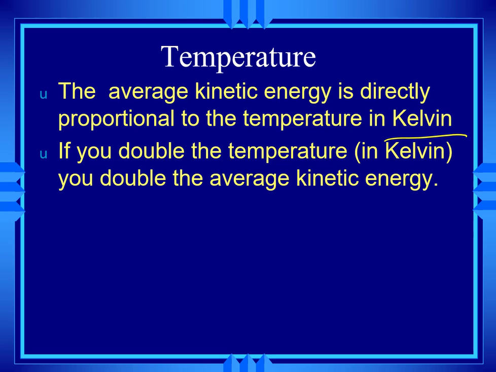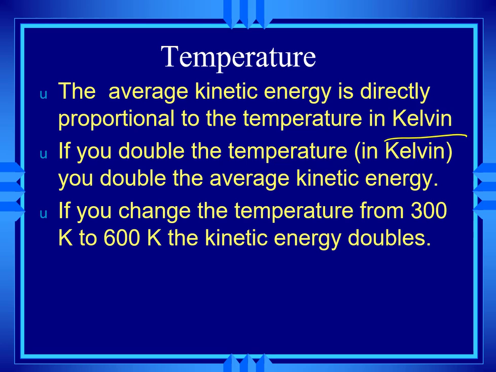Comparison of Fahrenheit. Well, we'll never do it. It's ugly. Subtract 32 and multiply by 5 ninths. You don't ever want to do that. So if you change the temperature from 300 Kelvin to 600 Kelvin, the kinetic energy doubles because the temperature doubles. But we can only talk about doubling temperature if we use Kelvin.